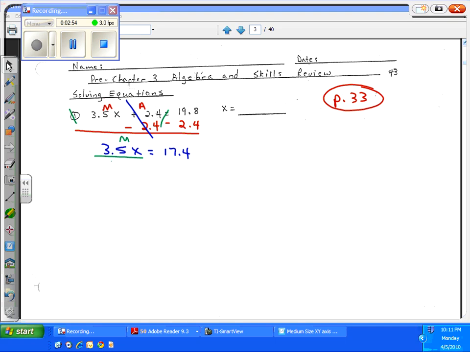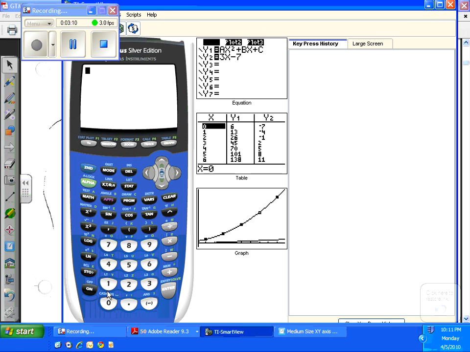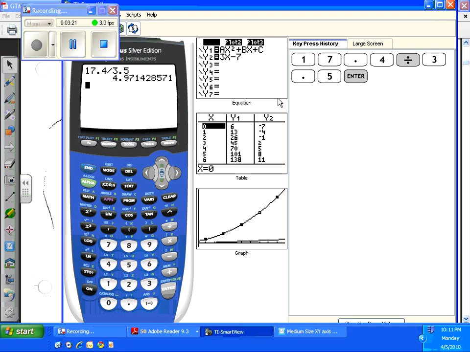Now we're going to undo multiplication by division. So we divide by 3.5. If you use the graphing calculator, which you get to use pretty well all the time, then you could just punch it in and divide 17.4 divide 3.5, and you get 4.971.